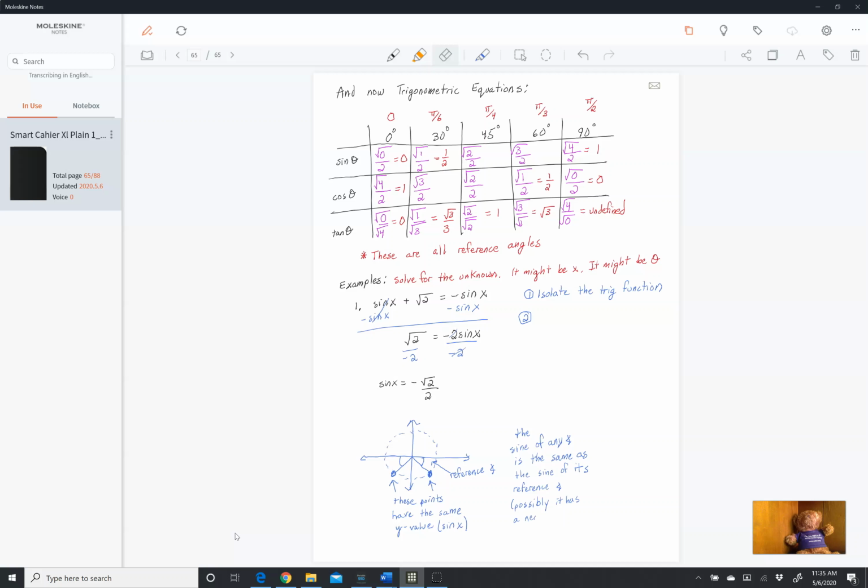So depending on what quadrant we are in, it might be negative, right? So here, the next thing that you're going to do is identify what the reference angle is.